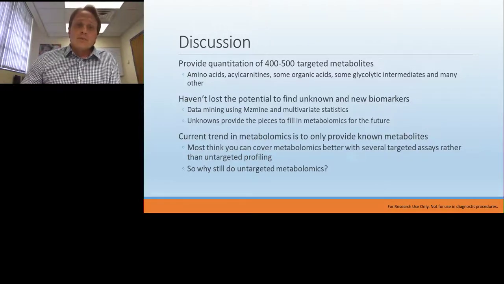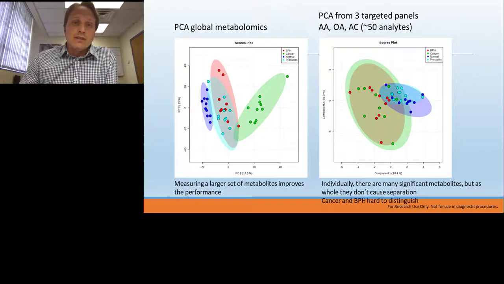And sometimes it's easier to just look at the targeted analyses and quantify a small set of targeted compounds and only look at those that are known, because in general, it is an easier way to provide results to individuals. So why do we want to still do untargeted? And here is an example of what I like to show.